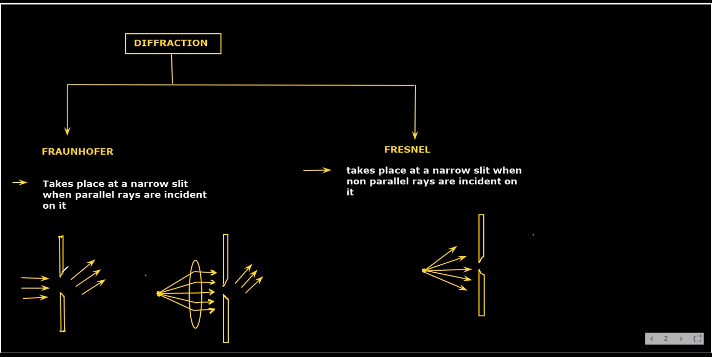You can see in the diagram here, this is a narrow slit, and these rays are parallel which are incident on this, and then this is diffraction which we are getting. Here also you can see this is a source, and here I have kept one convex lens, and after this these rays are parallel, and whatever diffraction is there, that is Fraunhofer diffraction. Next one is Fresnel diffraction. This takes place at a narrow slit when non-parallel rays are incident on it. So you can see these are the non-parallel rays as shown in the diagram. Whatever diffraction you are getting because of this comes under the category of Fresnel diffraction.